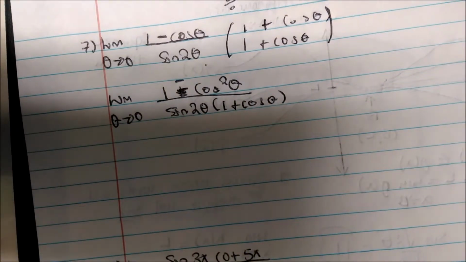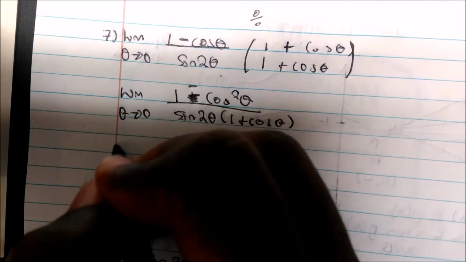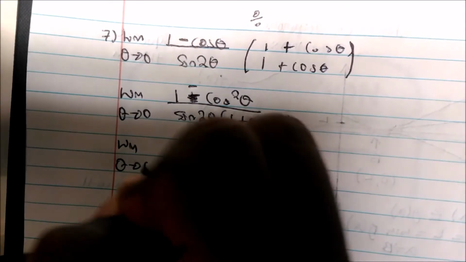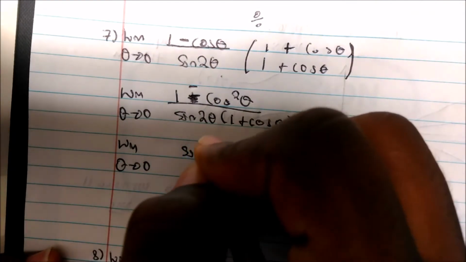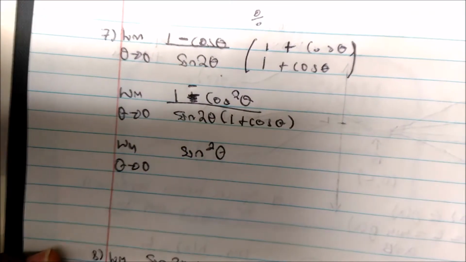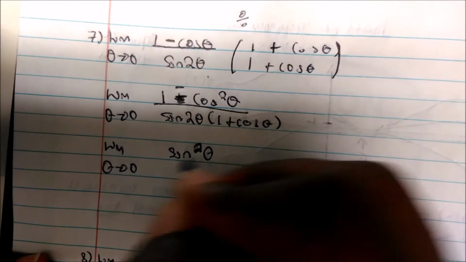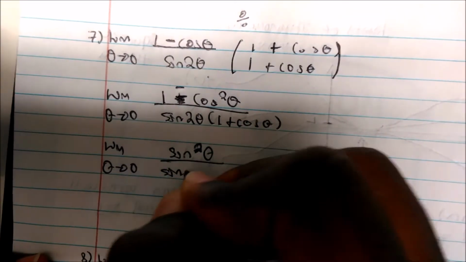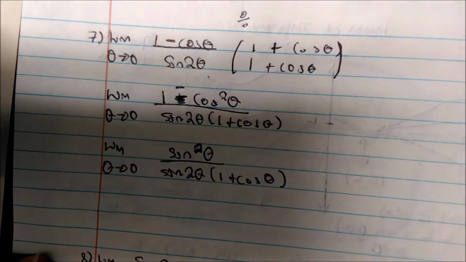So now what can we do? We want to see if we could squeeze something here. Again, we can't squeeze anything. But a trig identity says that the limit as theta approaches 0, 1 minus cosine squared of theta is actually sine squared of theta. All right, that's a trig identity. Sine squared of theta divided by sine 2 theta times 1 plus cosine theta.